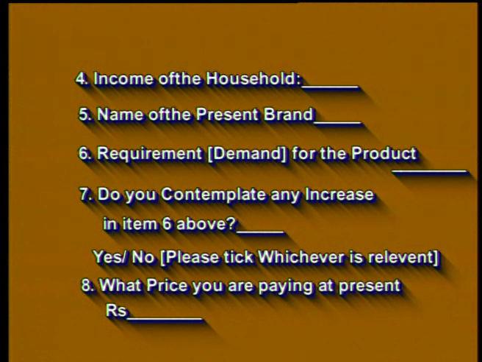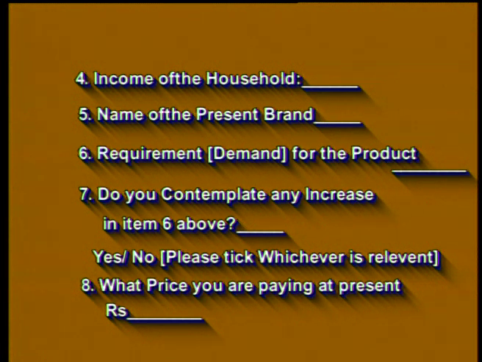The 6th question will be the requirement for the entire household at present for the product. This will be in terms of either per month or per annum, whichever way the respondent responds. Then the next question will be, do you contemplate any increase in the above requirement in the next 1 or 2 months or 1 or 2 years, if he is able to tell, otherwise 1 or 2 months.